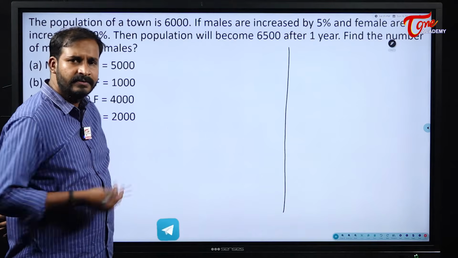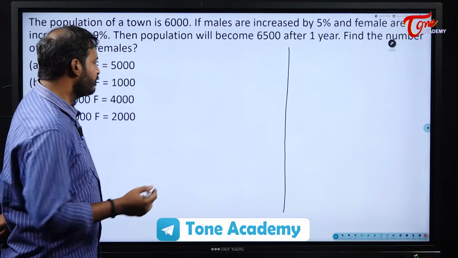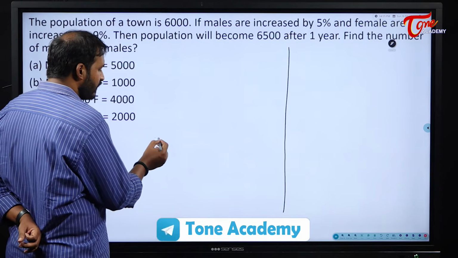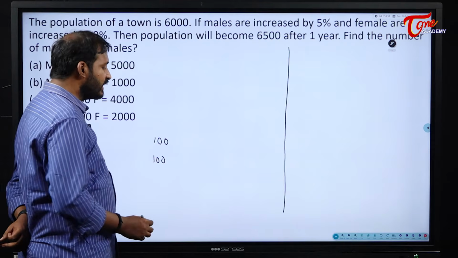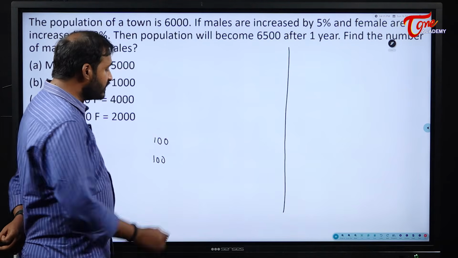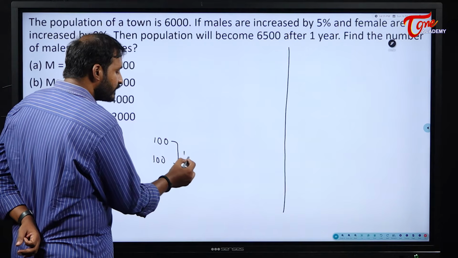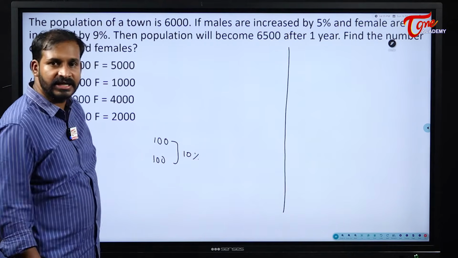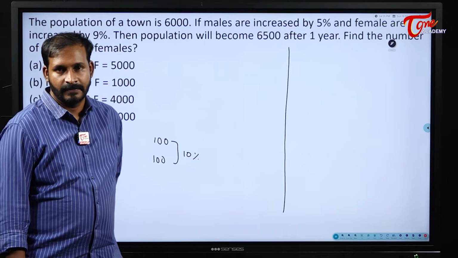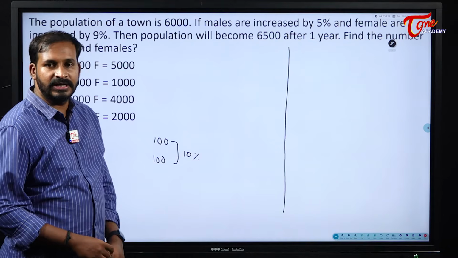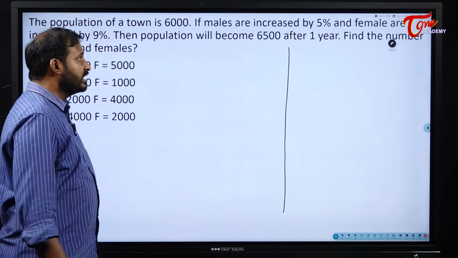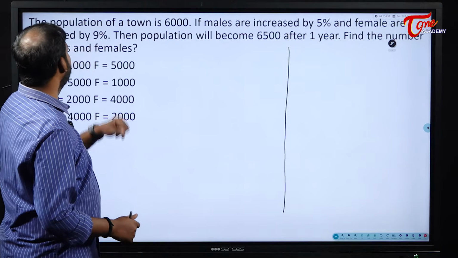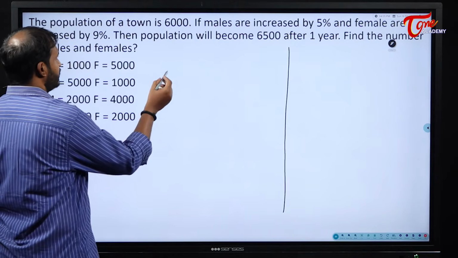Now before that, let us have a small understanding of what it is. For example, if there are two values 100 and 100, and both were increased by 10%, then what is the overall increase in both? 10%, right? Why? Because both were increased by 10%. So the overall increase will become 10% for us.